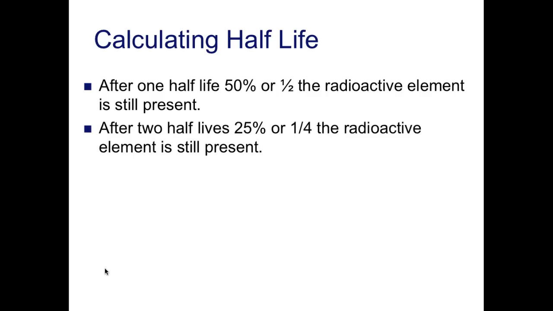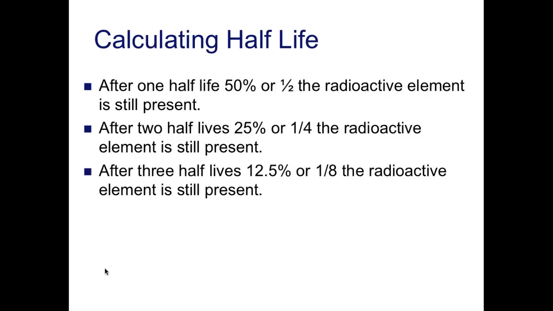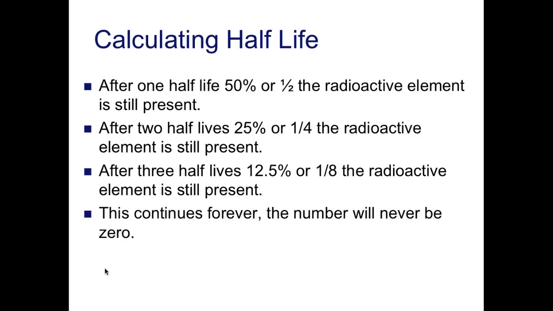After 2 half-lives, 25% or a fourth of your radioactive element is still present. So that means that 75% of your active element has decayed, leaving you just 25% or 1/4 that has still not decayed. After 3 half-lives, 12.5% or 1/8 of your radioactive element is still present, and this continues forever. The number will never reach 0 because there is no such thing as 0 point all zeros. So this number will just continue on and on.